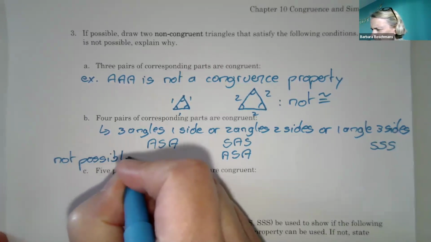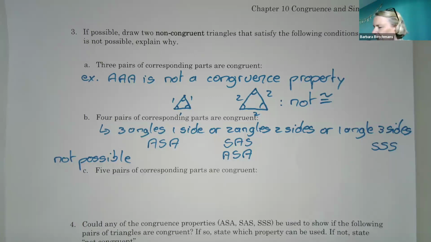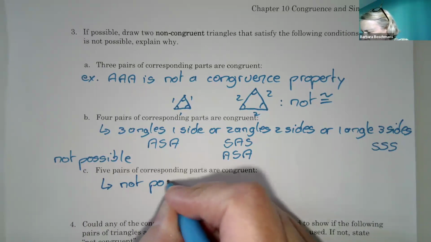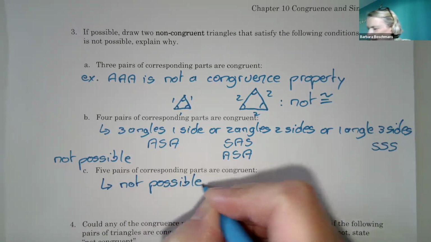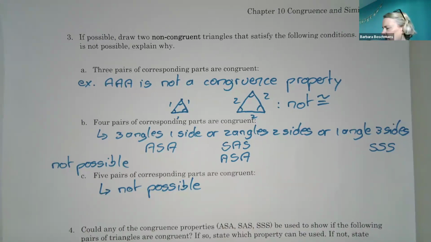If you have four pairs of congruent parts, the triangles will have to be congruent because one of the properties is going to apply. If you can't do it with four pairs, then you definitely can't do it with five pairs. So that is also not possible. You can try, give it some thought. Five pairs means three angles and two sides, or two angles and three sides. You'll see that any of the congruence properties will fit, making those triangles congruent.